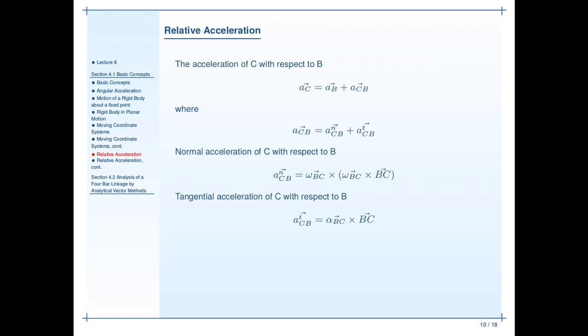In addition to the things that we've already looked at, there's an analog with the relative velocity that we looked at in Chapter 3, the relative acceleration. So again, we look at the relative acceleration A of c as equal to the acceleration of some reference point b, plus the acceleration of c with respect to b. And again, we can break this down into normal acceleration of c with respect to b and tangential acceleration of c with respect to b.